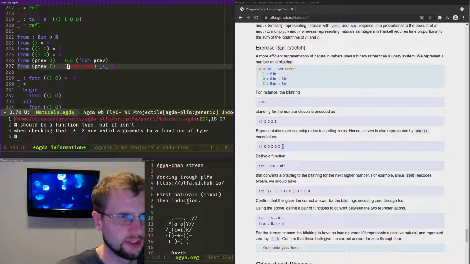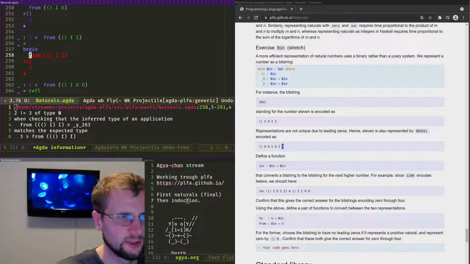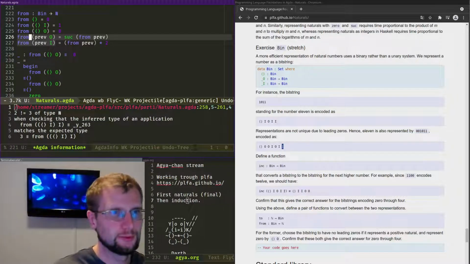It should be a function of type. Oh! That's why it's so weird. Maybe. That's a rule.